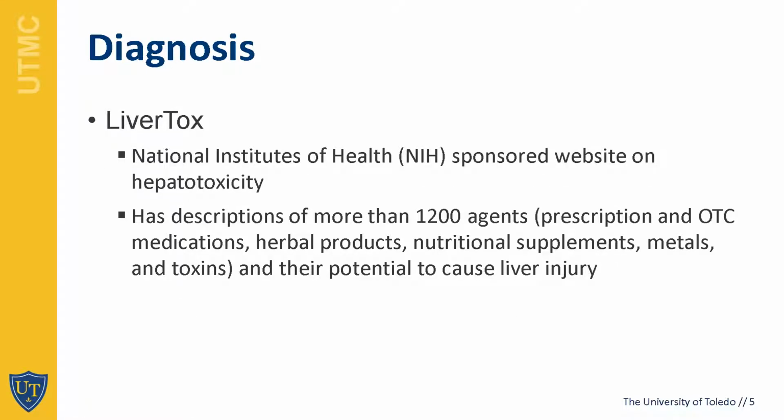One resource that you may want to consider using is LiverTox. This is a national database from the National Institutes of Health on hepatotoxicity. This website appears as a PubMed page, and you are able to search their database for free. The LiverTox database has descriptions of more than 1,200 agents and their potential to cause liver injury. The LiverTox website doesn't just include prescription medications that can cause drug-induced liver injury, but also OTC medications, herbal products, nutritional supplements, metals, and toxins. I will later in the presentation go through and show you what exactly the LiverTox database looks like.